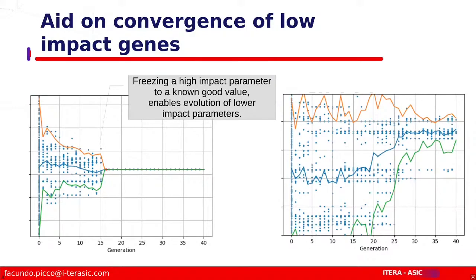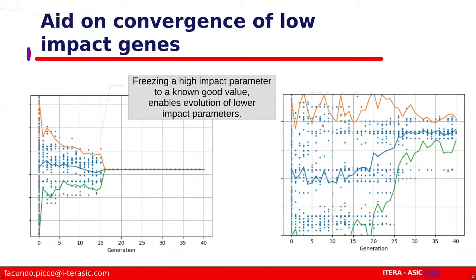So at generation number 16, we froze this parameter, so the genetic algorithm didn't have the possibility to touch it anymore. We just hard-coded it, basically. And what happened is that a low impact gene, which is on the graph on the right, which made no significant progress until generation number 15, started to converge into a very narrow band up here. So basically freezing this parameter allowed this other parameter to converge. Why is that?